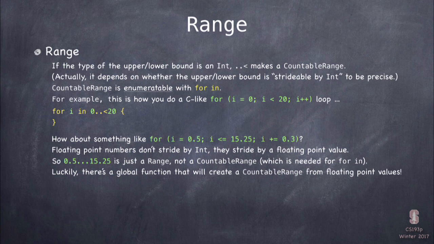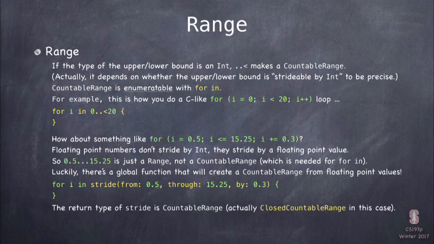But luckily, there's this great global function called stride. Stride takes a from and a to or a through, depending on whether you want to go through to the end or just up to it, not including it, and a by, which is what it's going to step by. So here I say stride from 0.5 through 15.25, because I went less than or equal to, by 0.3. That's going to create a new object, a countable range. It's a special countable range that knows how to count from 0.5 to 15.25 by that 0.3 step. You don't worry how it implements it. Stride just creates you a countable range. Actually, this would be called a closed countable range because it counts through to the end, so it's a dot dot dot kind of range instead of a dot dot less than kind of range.